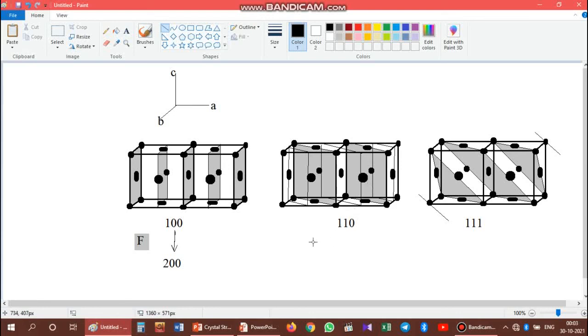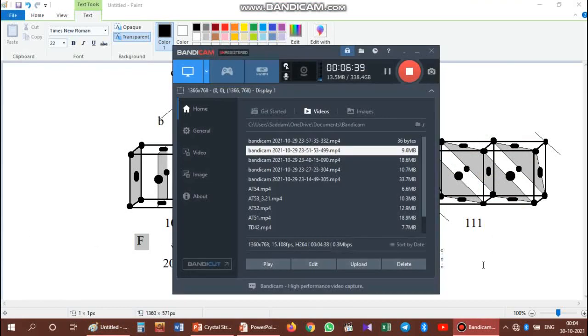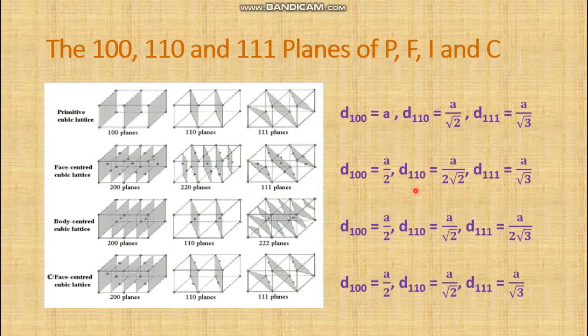Okay, so this is actually not 110, this is actually 220. This is actually 220. Okay, so this is 220. So finally it becomes 200, 220 and 111. This becomes 220, this becomes 200, but this one remains the 111 plane.